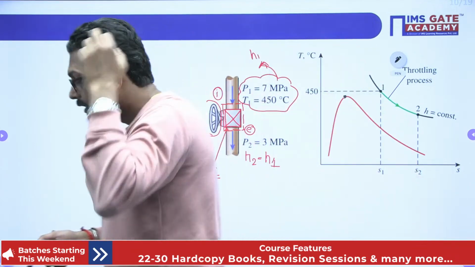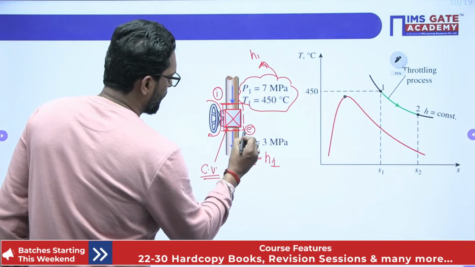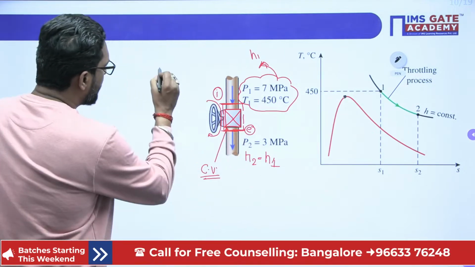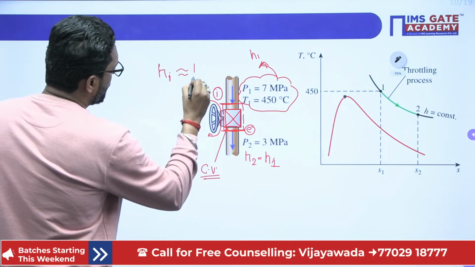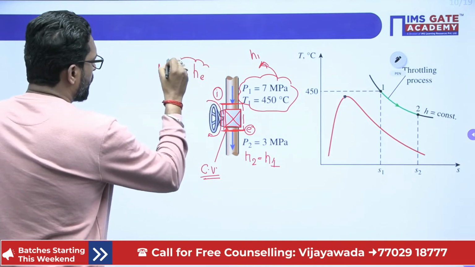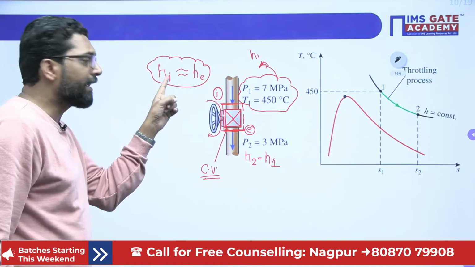See this one, you are right, for throttling it is not necessary. If you ask whether for throttling enthalpy always remains constant, the answer is absolutely no, or you can say no sir, it may not. Why? Because in the throttling valve, this is the inlet and this is your exit. At inlet and exit the enthalpy is the same. But it is not necessary that enthalpy is the same throughout from inlet to exit.